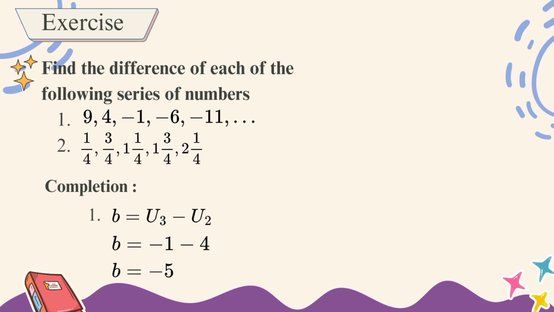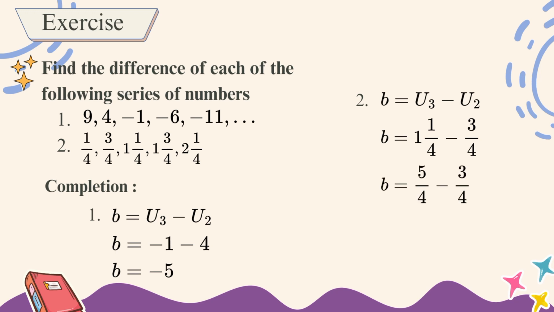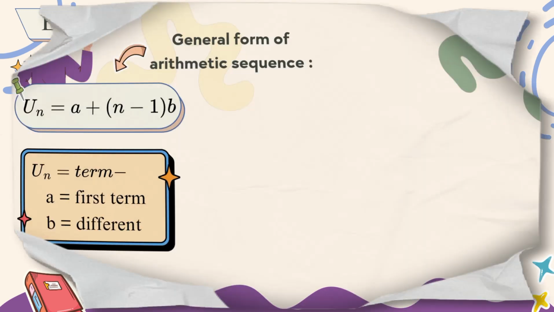Next, number 2: 1 over 4, 3 over 4, 1 1 over 4, 1 3 over 4, 2 1 over 4. The completion of number 2. For example, we make b with U3 and U2, with U3 is 1 1 over 4 or 5 over 4, and U2 is 3 over 4. So we get b equals 5 over 4 minus 3 over 4. b equals 2 over 4 or a half.